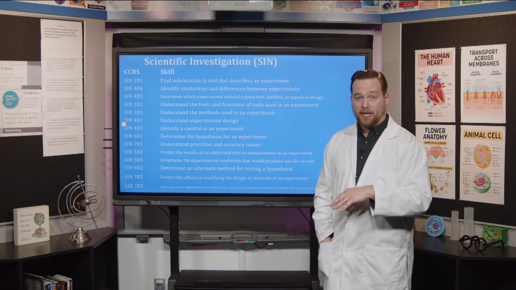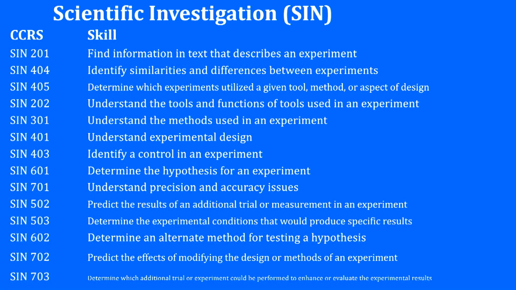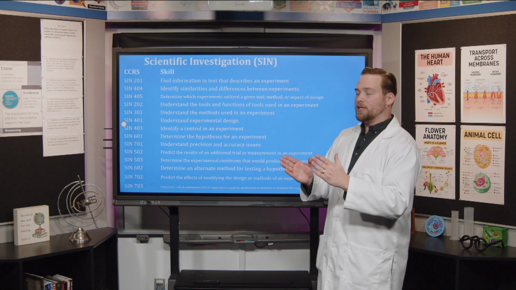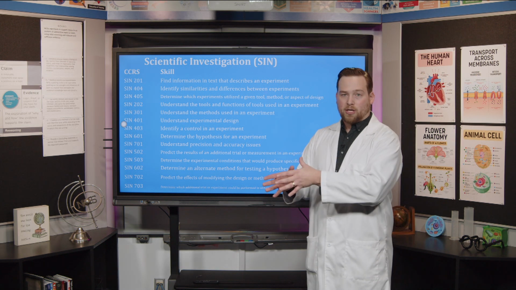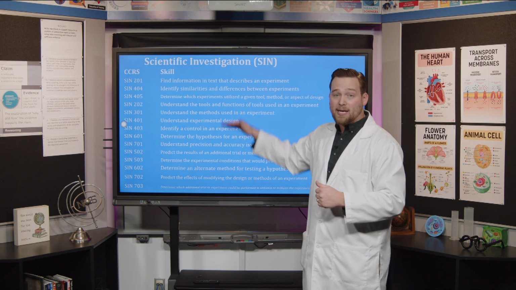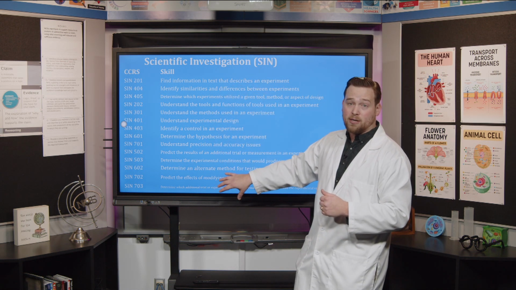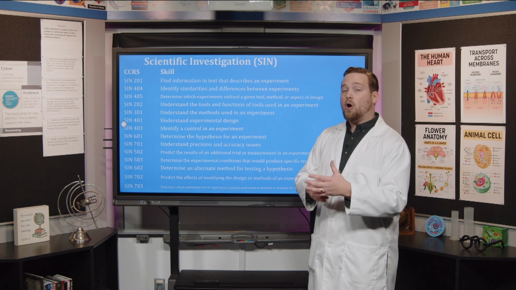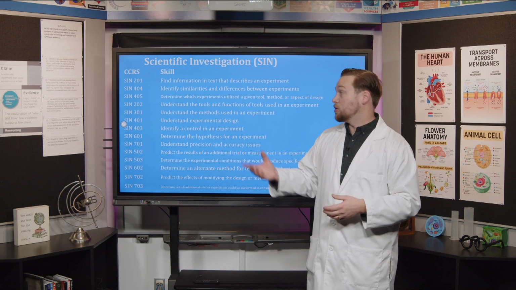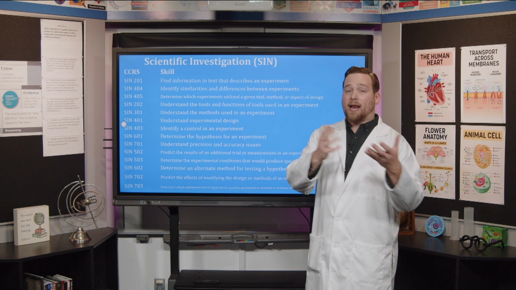Let's look at the next reporting category. This is scientific investigation, often abbreviated as SIN. Okay, so let's look at some of the easier ones and some of the harder ones. SIN 201 says, find information in text that describes an experiment. Same thing as what I was talking about for that other really easy one. Don't let easy questions trick you. They need to test a variety of skills. So you're going to get some questions from up here and some from down here. Okay, so if you get an easy question, don't waste time by thinking it's a trick question. You just got lucky. Pick the right answer and move on.